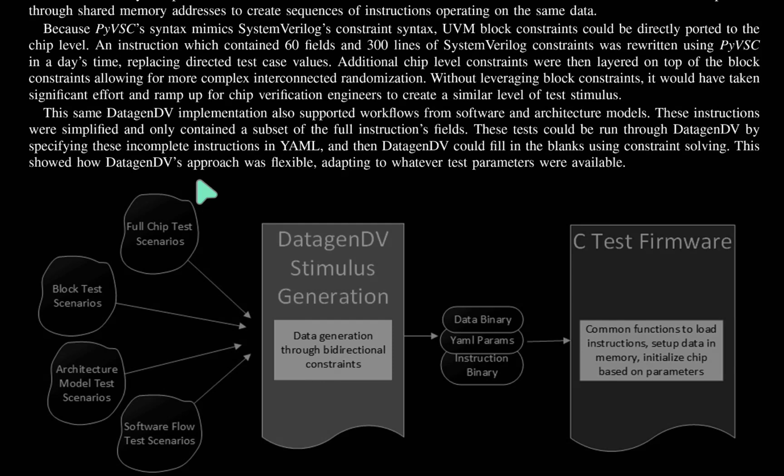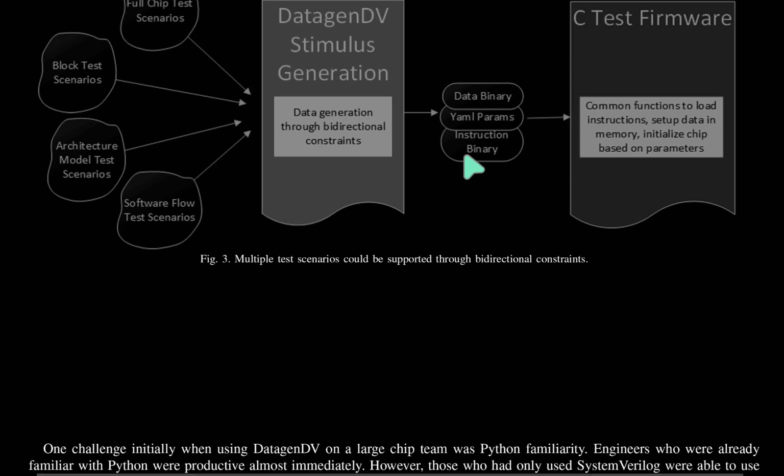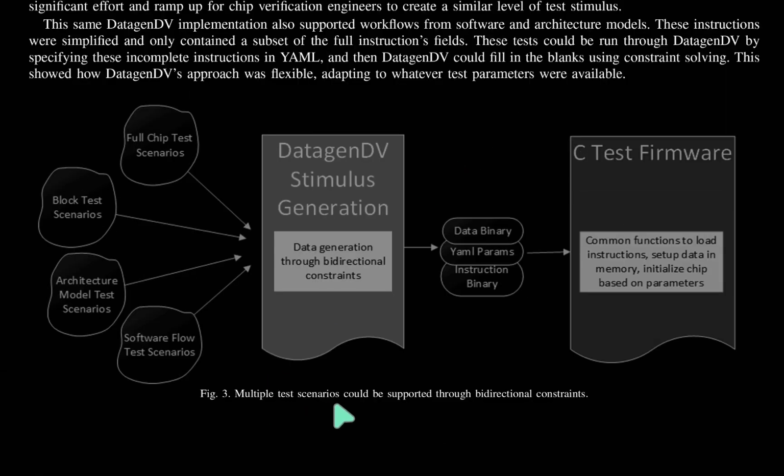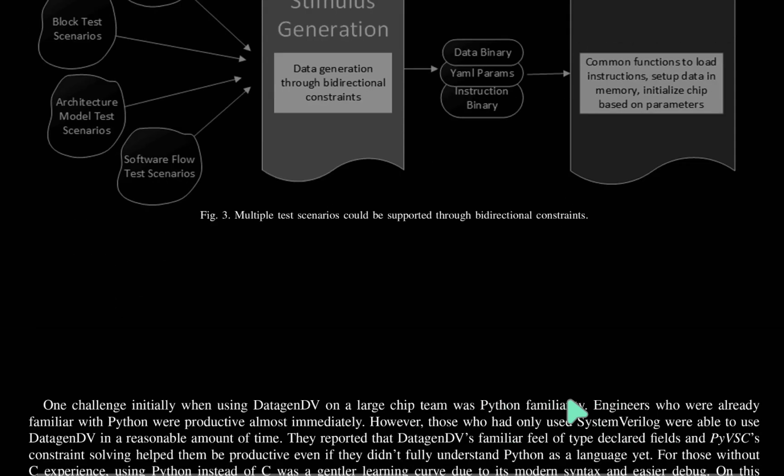This same DatagenDV implementation also supported workflow from software architecture models. These instructions were simplified and only constrained a subset of a full instruction's fields. This test could be run through DatagenDV by specifying these incomplete instructions in YAML, and DatagenDV could fill in the blanks using constraint solving. This showed that DatagenDV's approach was flexible, adapting to whatever test parameters were available. As in Figure 3, multiple test generation could be supported through the bidirectional constraints.